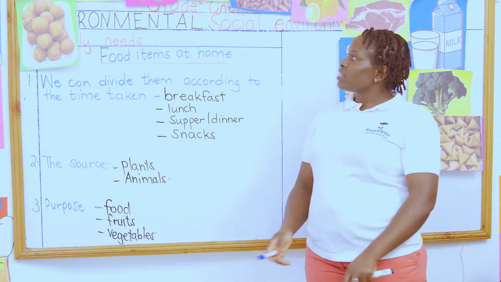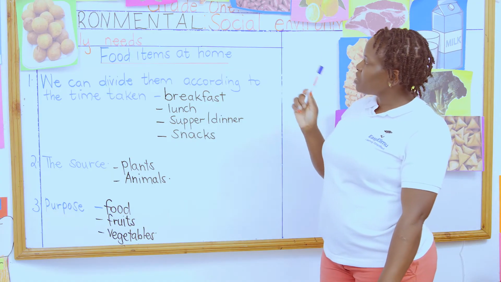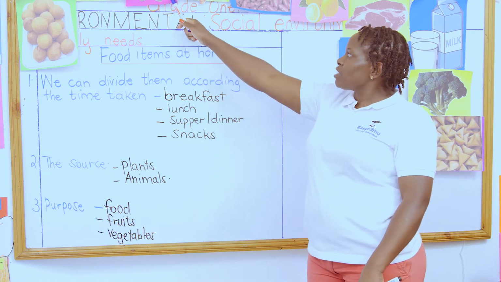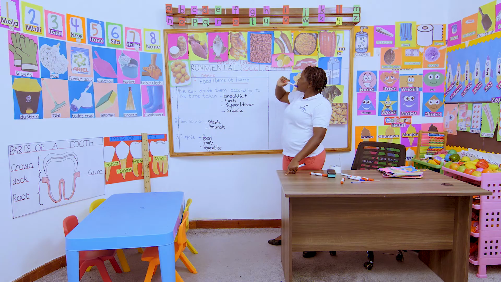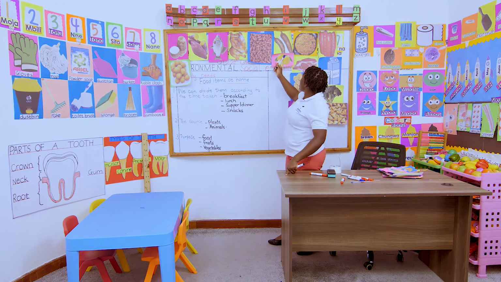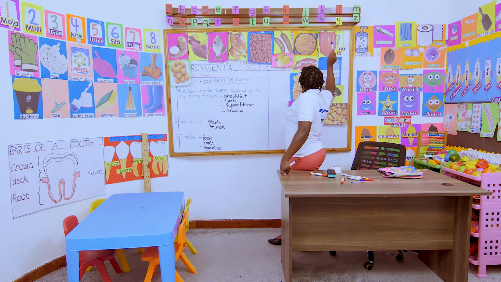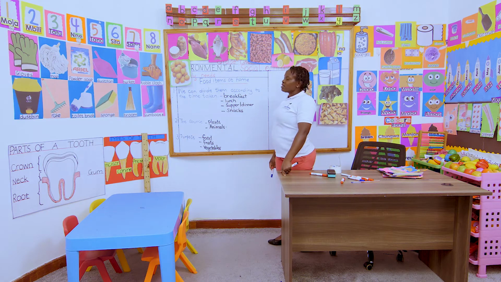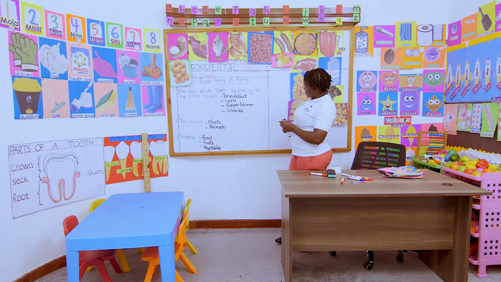There are those foods that come from animals. For example, is this a plant or an animal? That is an animal. Is this plant or animal? Plant. So this one is animal, animal, plant, plant, plant, plant, animal, animal, animal, plant, plant. This one can be made from plants and from animals. And this one, plants.